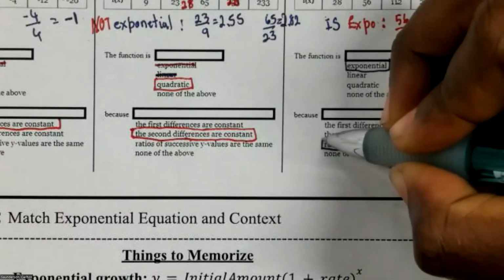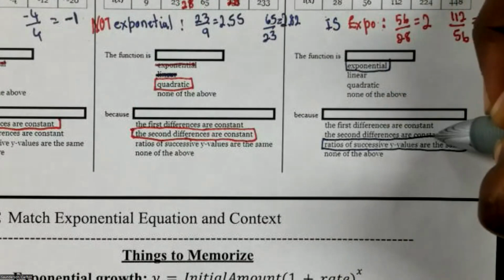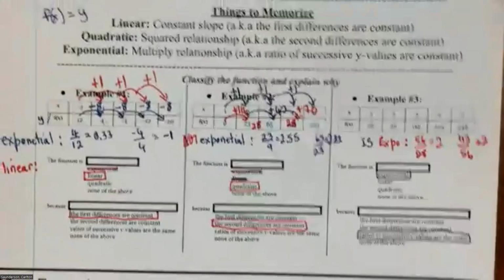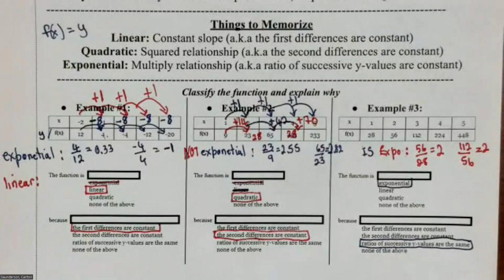If you test exponential, linear, and quadratic, and none of them works, that's the only time you click none of the above. So again, just like that.